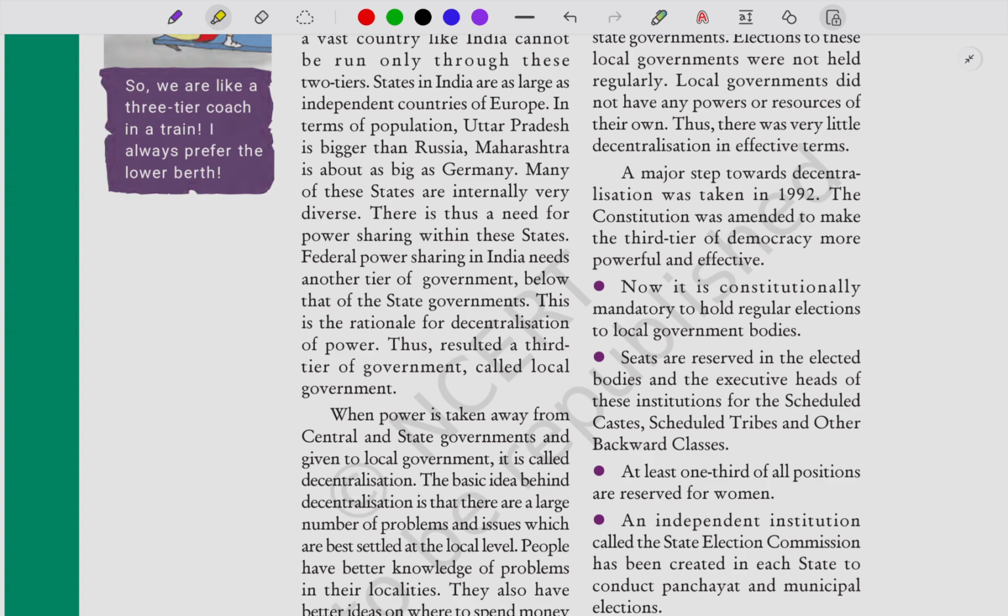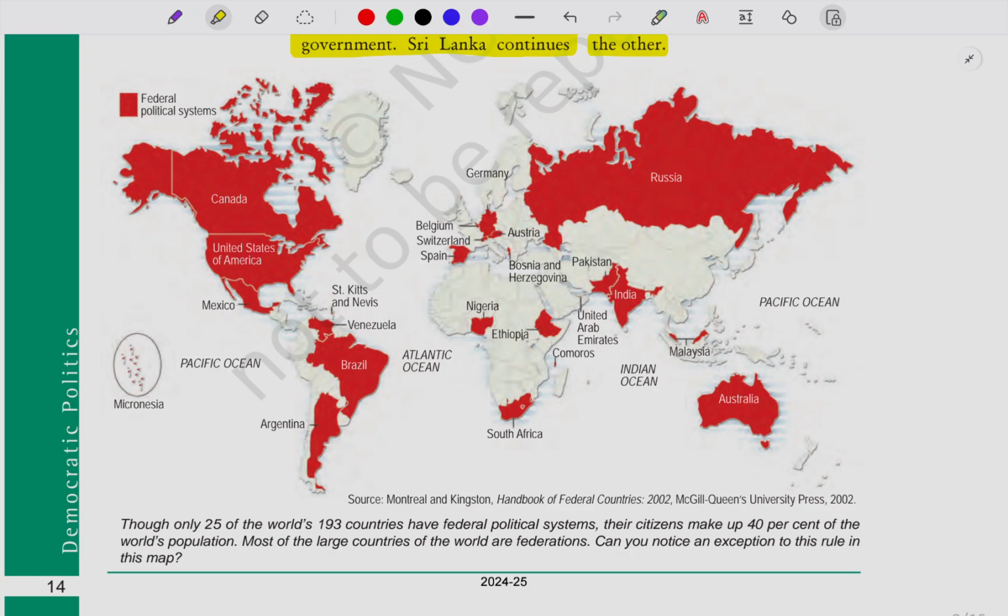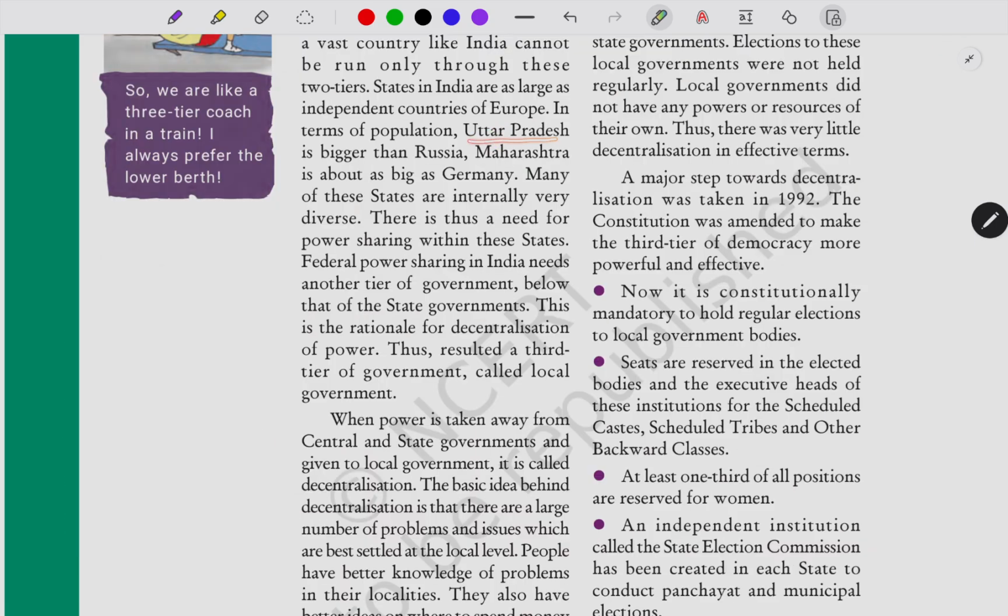Bro, this is Russia, this big thing. Even India is not even that much. And now they're telling me that Uttar Pradesh, this small little thing over here, is bigger than this? What? This is a very big error in the CBSE. Can we write to CBSE about this or something?